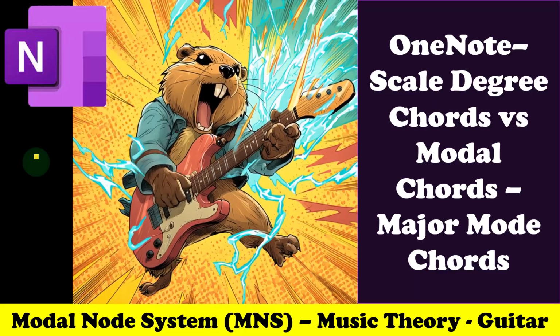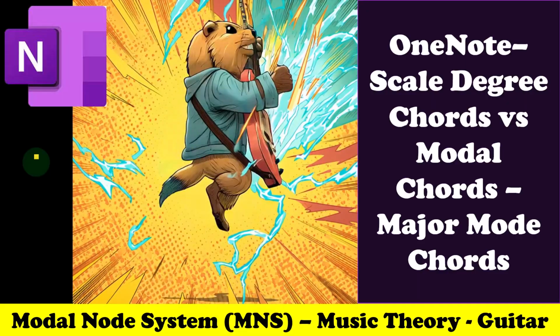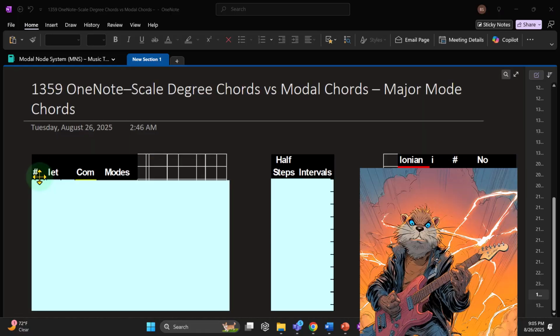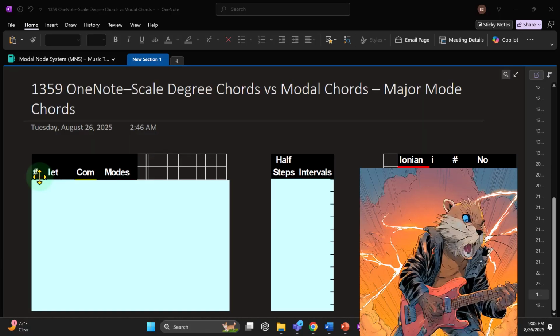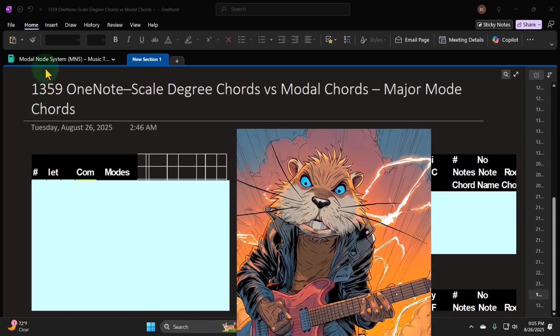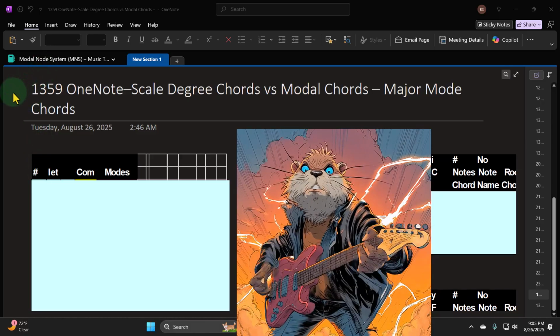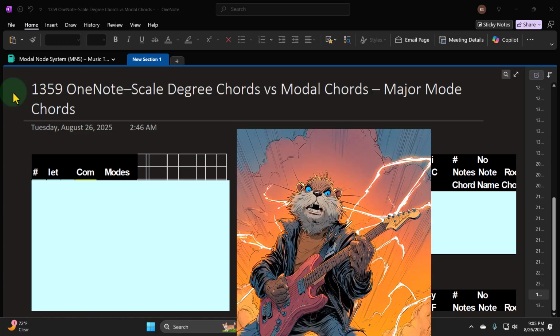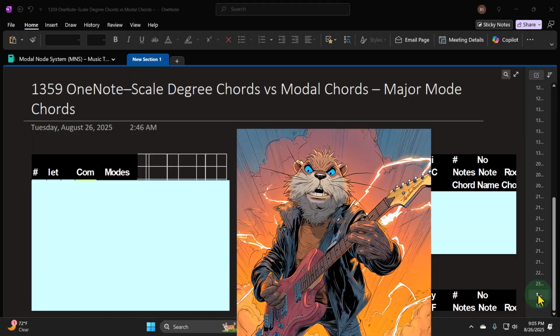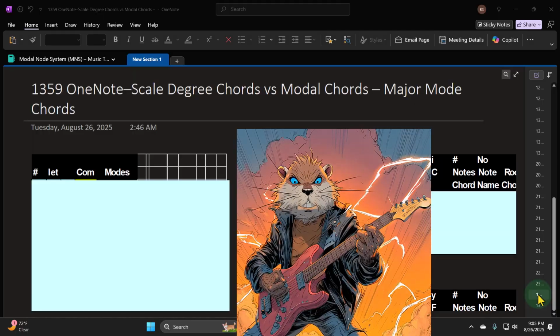So get ready and some coffee, because although we're just playing with one note, it's a beautiful note. You're not required to, but if you have access to it and would like to follow along, we're currently in the OneNote file of Modal Node System, MNS Presentation 1359, OneNote Scale Degree Chords versus Modal Chords, Major Mode Chords, list of presentations on the right, which we plan on adding plenty more to shortly.